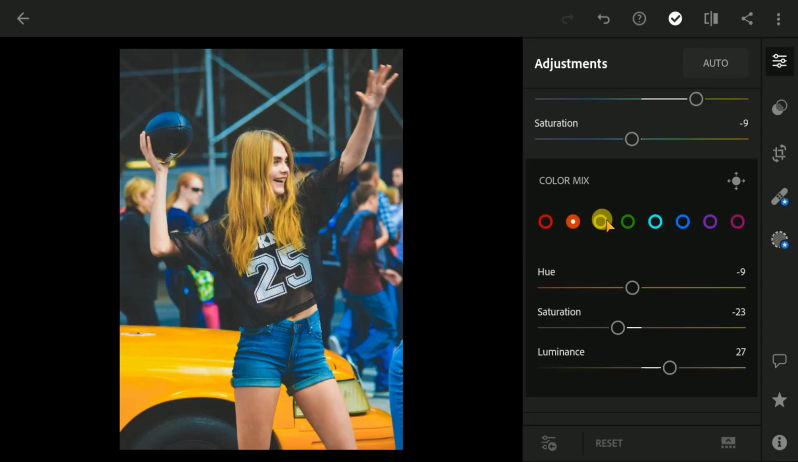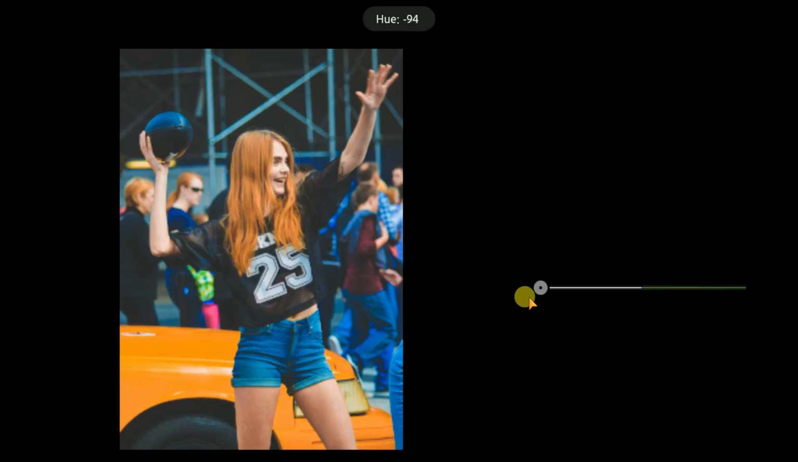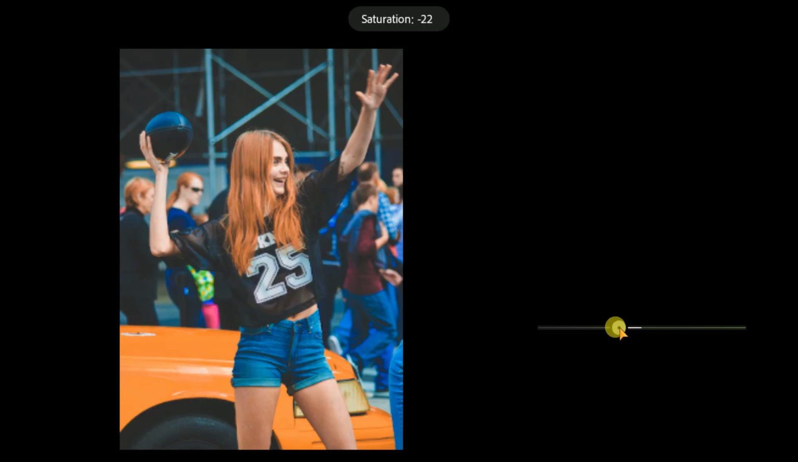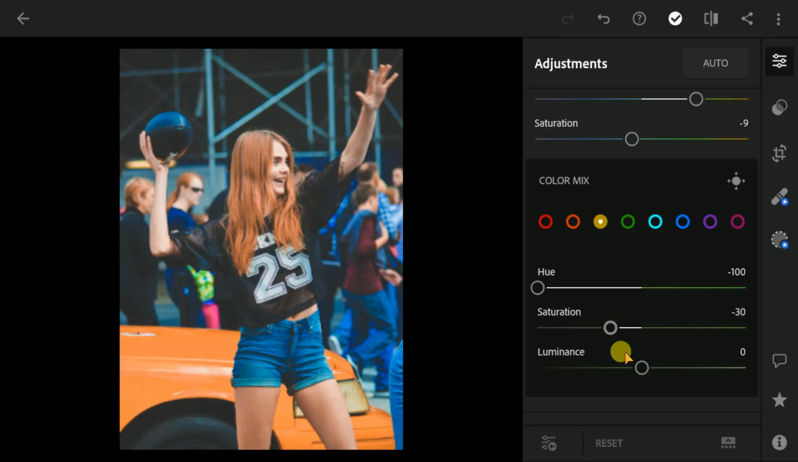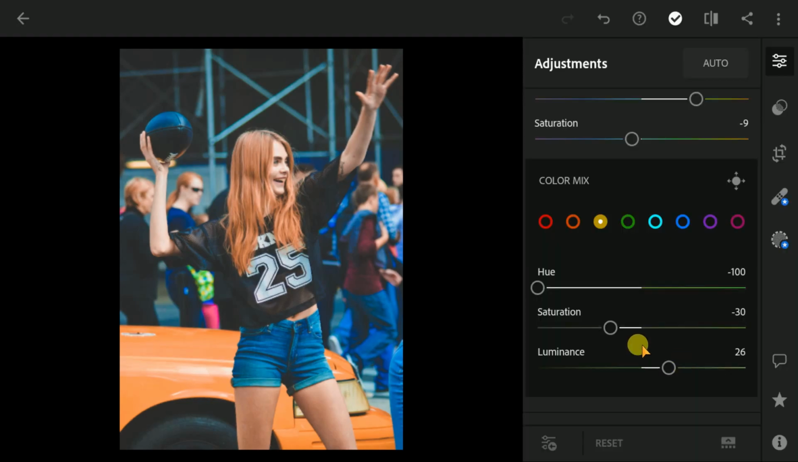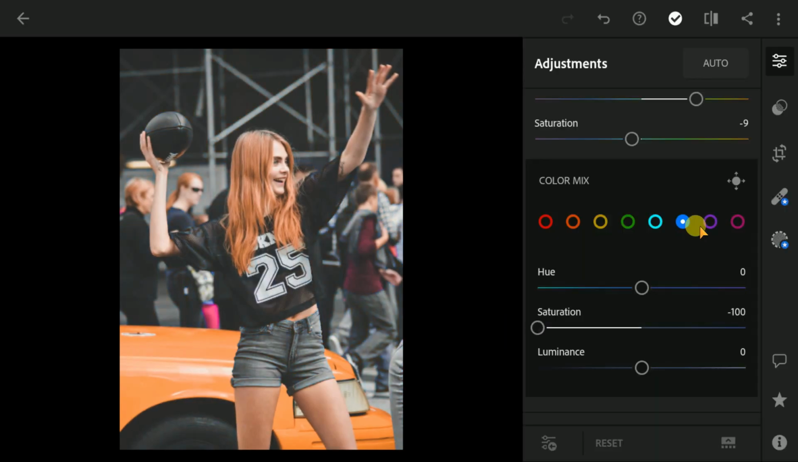Then hue minus 100, saturation minus 30, and luminance 26. Then green, saturation minus 100, and again repeat the same thing for all the colors.